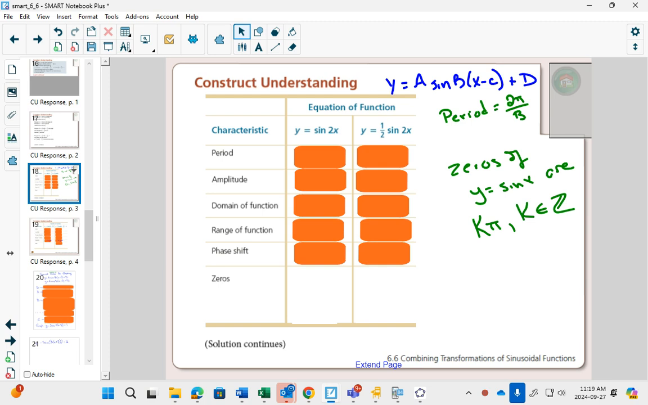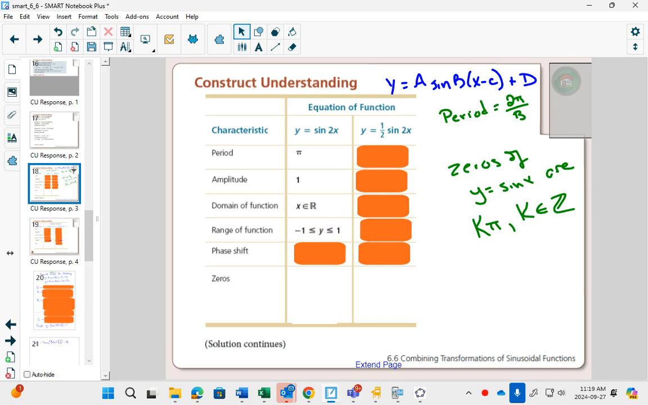So let's look at column 1. Did you get the period to be 2 pi divided by 2, which just ends up being pi? The amplitude is related to your a value. Your a value is 1. Does it make sense that your amplitude is 1? The domain, the x values, they're still everything.